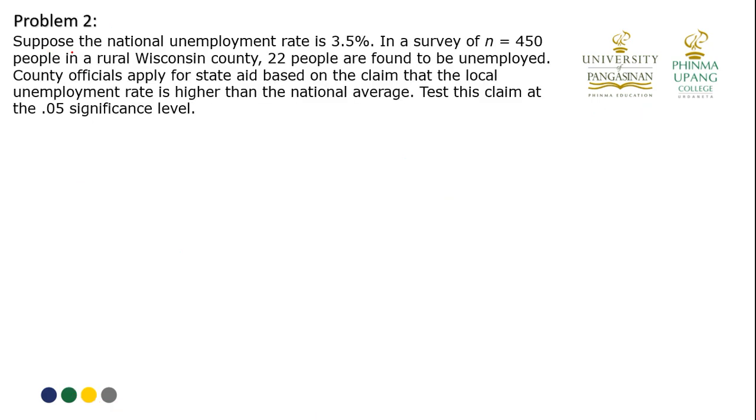Next. Suppose the national unemployment rate is 3.5%. So, may nabasa kayo ulit na 3.5%. P sub note na yan agad. So, P sub note is 3.5%. Kalimutan ha, yung 3.5% hindi po yung decimal form. So, ang decimal form ng 3.5% is 0.035.